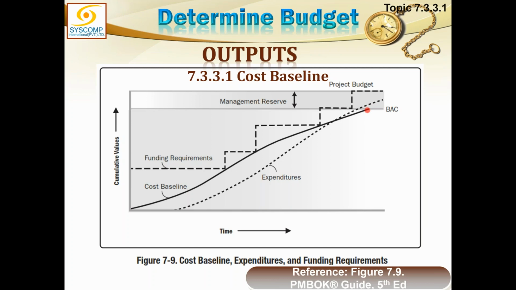Are you all okay with this point, this S curve, the planned value? Every point is a planned value, and the highest point is called budget at completion. Everybody is comfortable?